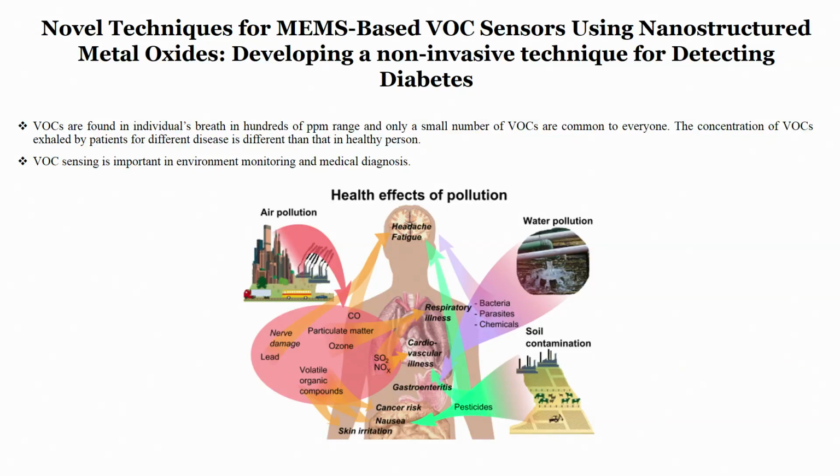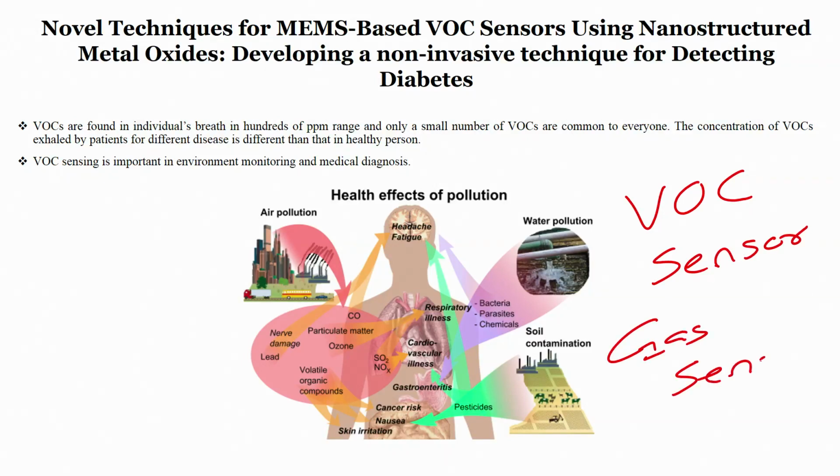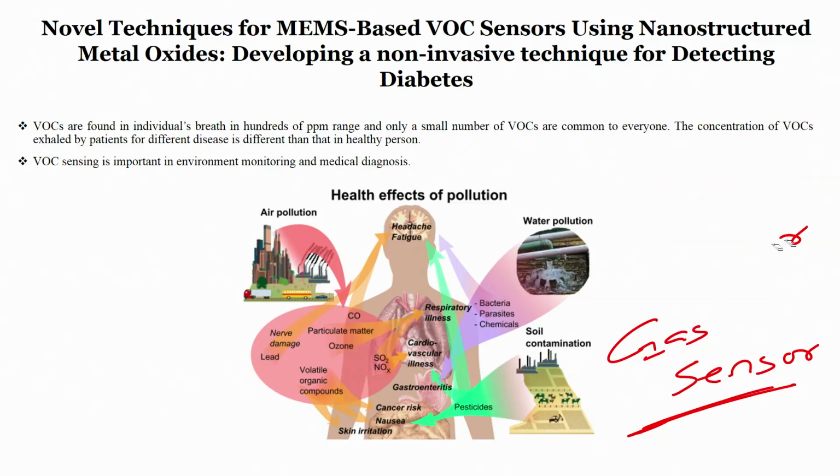So, now VOC sensing is very important, and you can also sense other gases. So, there are two techniques that we will learn in this particular course. One is called a VOC sensor that can sense volatile organic compounds. Second is called a gas sensor that can detect various gases. So, we will see how we can design this VOC sensor or gas sensor using microfabrication.